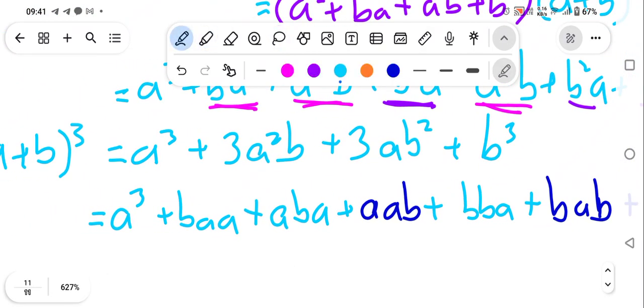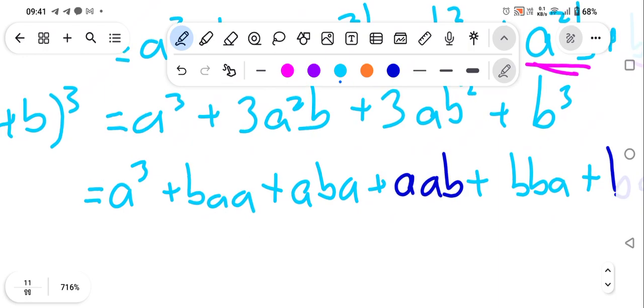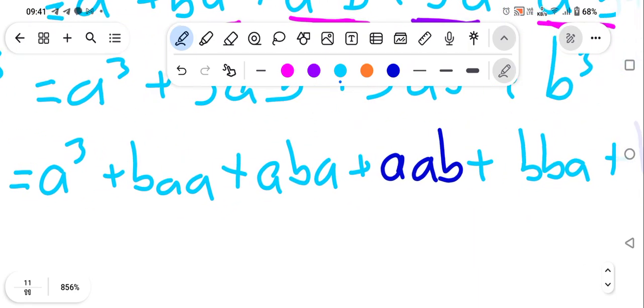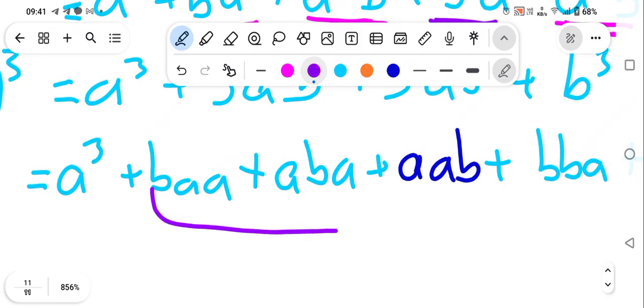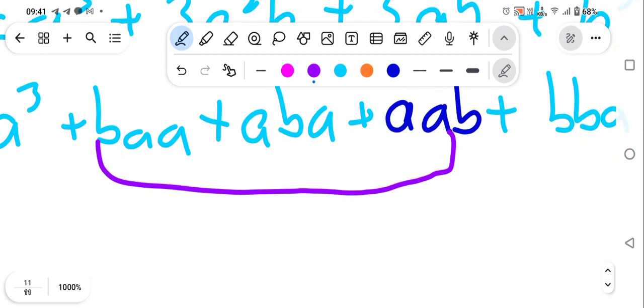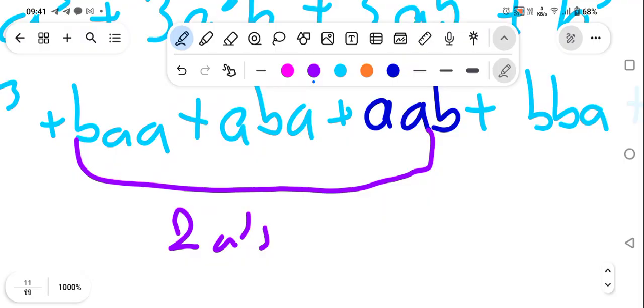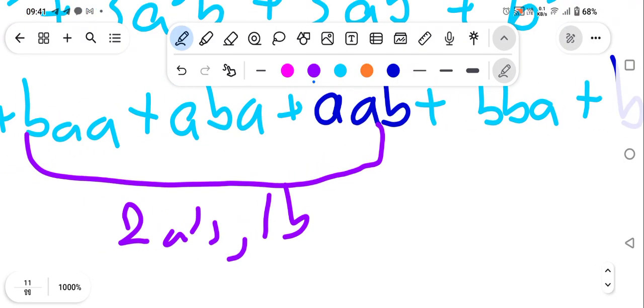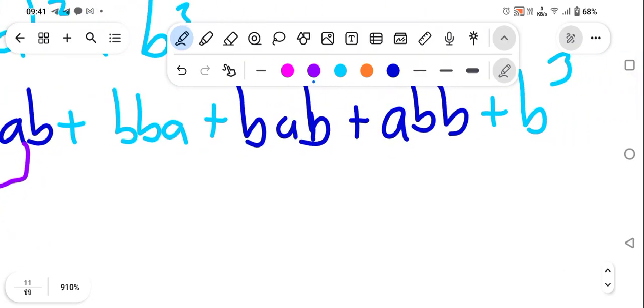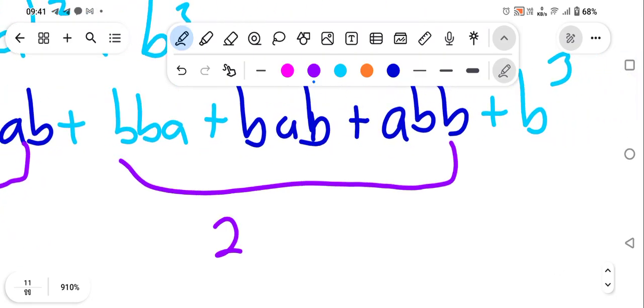Okay, so I want you to notice one thing. Pay attention to how many letters this has. So look at this region. We have 2 A's and 1 B. And this over here, we have 2 B's and 1 A.